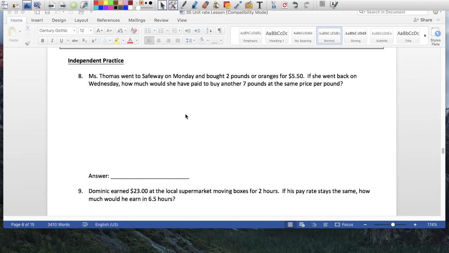So Miss Thomas went to the Safeway on Monday and bought 2 pounds of oranges for $5.50. She went back on Wednesday. How much would she have to pay for another 7 pounds? So let's start writing our relationship here. Our relationship is $5.50. She got 2 pounds.